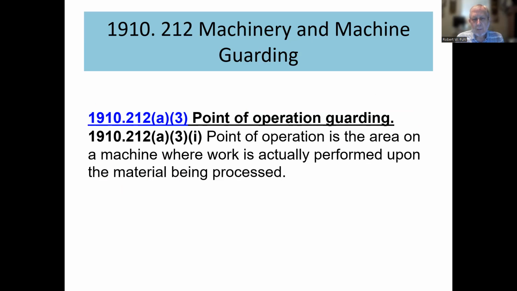Point of operation guarding. Point of operation is the area on a machine where work is actually performed upon the material being processed. In other words, if it's a saw blade, it's where the rubber hits the road, so to speak, where the saw hits the wood. If it's a punch press, it's where the punch comes down and hits the piece of equipment. That's the point of operation. And that has historically been where a lot of accidents, amputations happened.